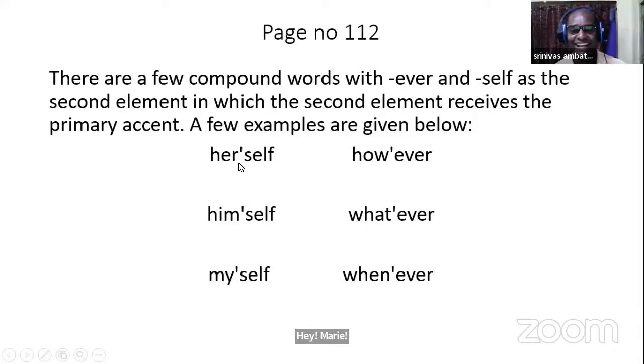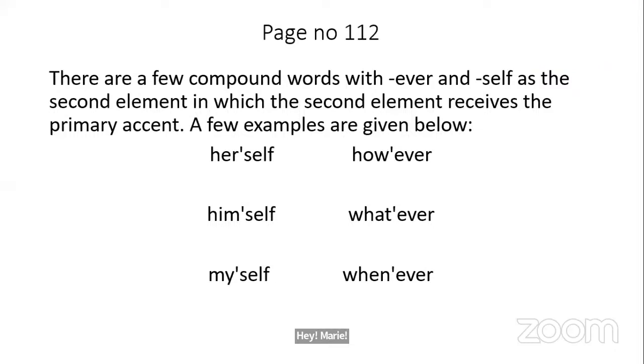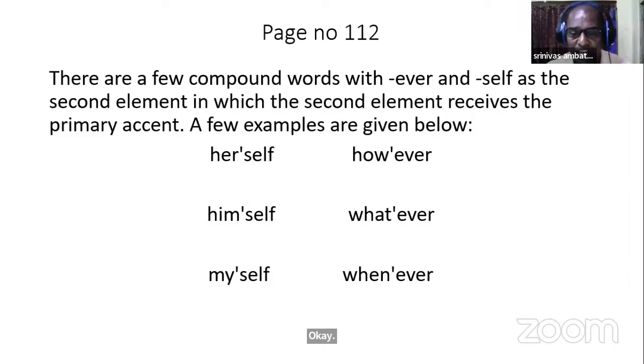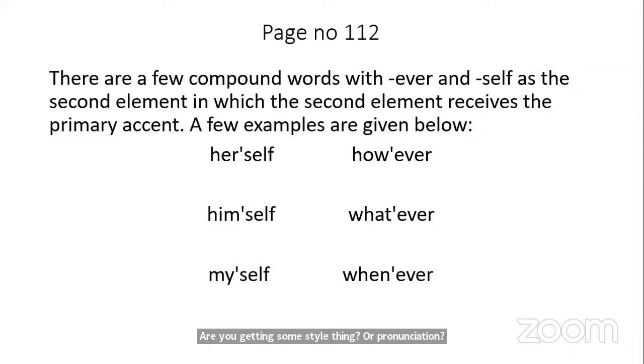Okay, sir. Now you please pronounce these words. Ourself. However. Himself. Whatever. Myself. Whenever. Did you observe that variation? Are you getting some style to your pronunciation? Himself. Are you getting himself? Yes, sir.